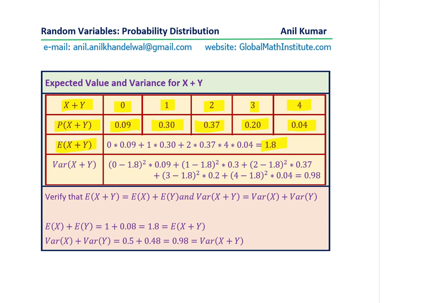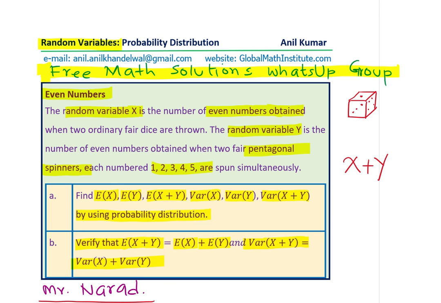To find the variance, well, we know that the expectation is 1.8. So the number 0 minus 1.8 whole square times the probability 0.09, 1 minus 1.8 whole square times 0.30, 2 minus 1.8 whole square times 0.37, 3 minus 1.8 whole square times 0.2, and 4 minus 1.8 whole square times 0.04 gives you 0.98, and that becomes the variance for this particular case. Perfect. So that is how we'll actually solve part A of our question, right?